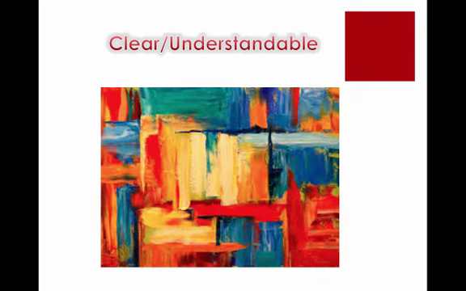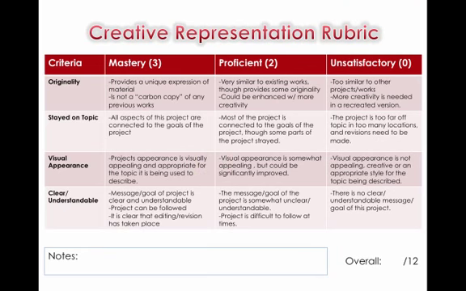So overall, that is our creative representation rubric here in a nutshell. 12 points. Make sure that you maintain some originality here and you're being creative. Make sure you stay on topic. Make sure you pay attention to the visual appearance of your project to make sure it is high quality. And finally, make sure that it is clear and understandable, that somebody who looks at it will understand it.